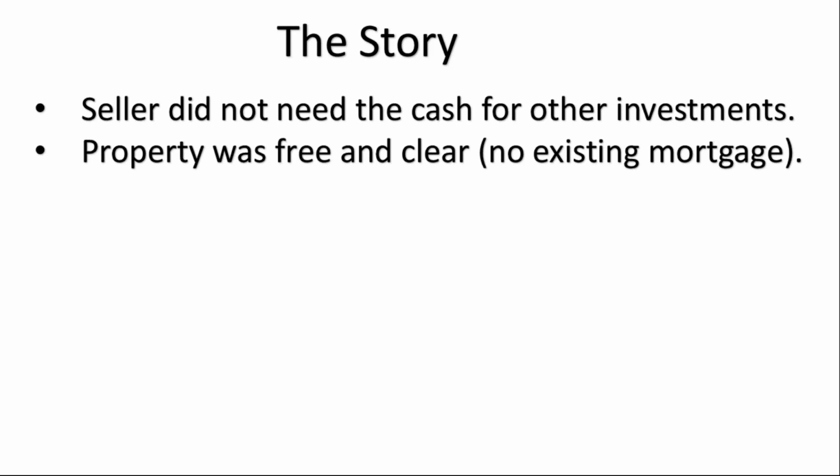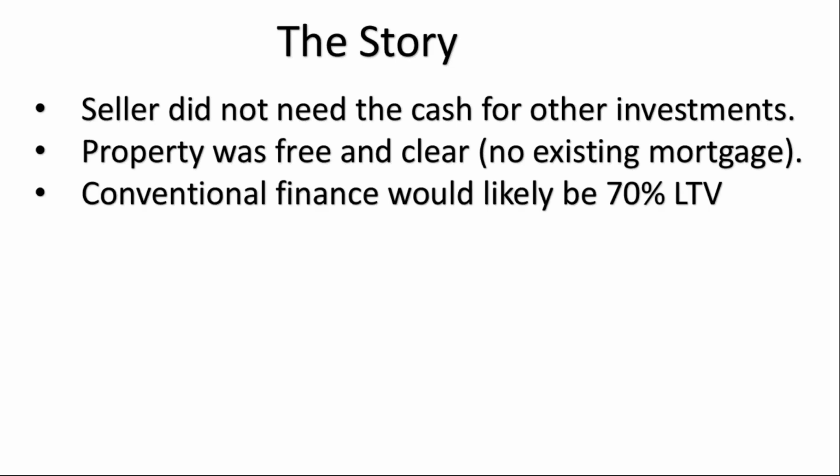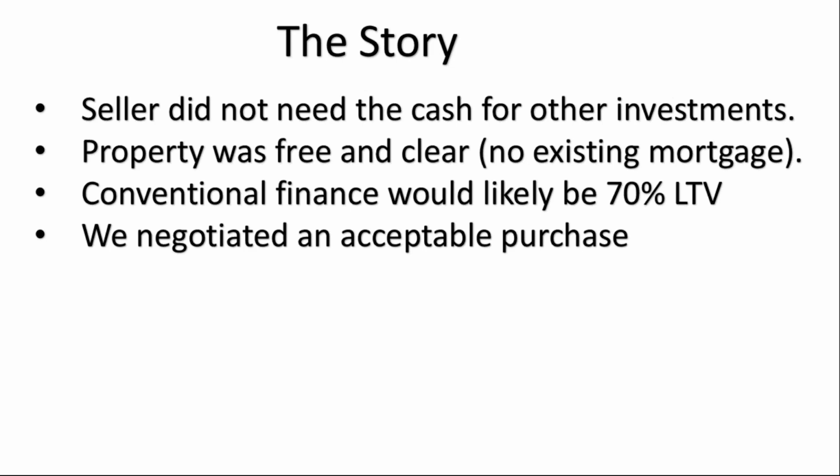It was actually second generation ownership. The owner was just looking to retire. It was the only property he had. So he was very interested in holding a vendor take back because it's going to provide him with a steady monthly income as well. Now, the conventional financing, we would have been lucky to get 70%, more likely 65%, but we were able to negotiate.